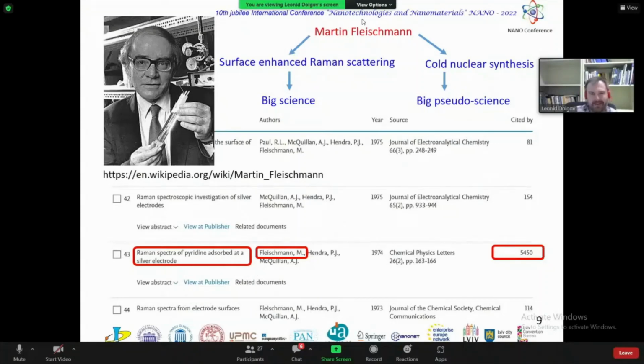Initially it was quite funny that people did not believe him much, because he also proposed some pseudoscientific idea of cold nuclear synthesis. And people said, oh, maybe it's also not so scientific, but you see that Raman scattering and surface enhanced Raman scattering became a very big branch of science. And now his pioneer work has more than 5,000 citations.